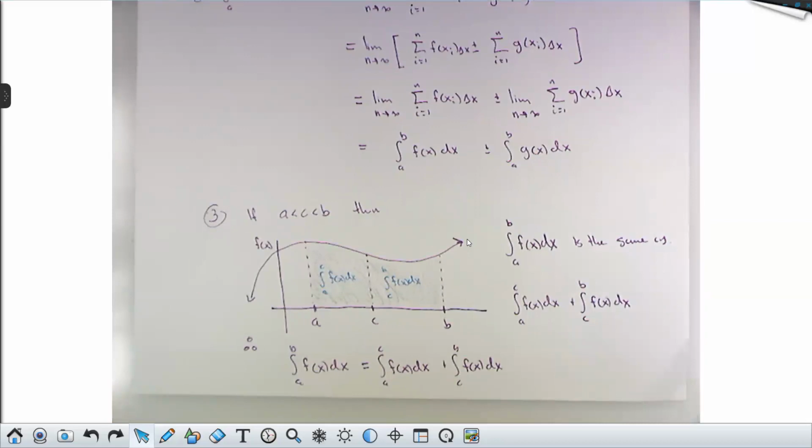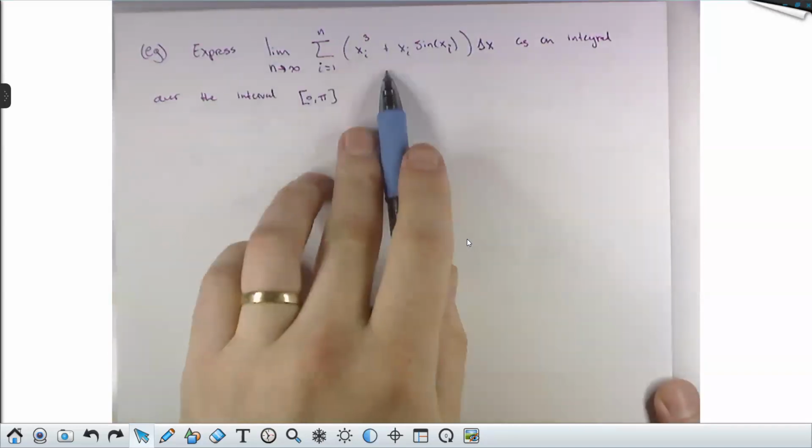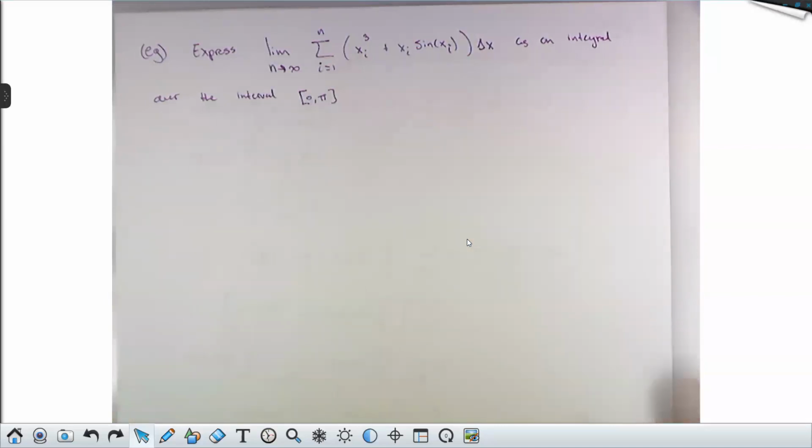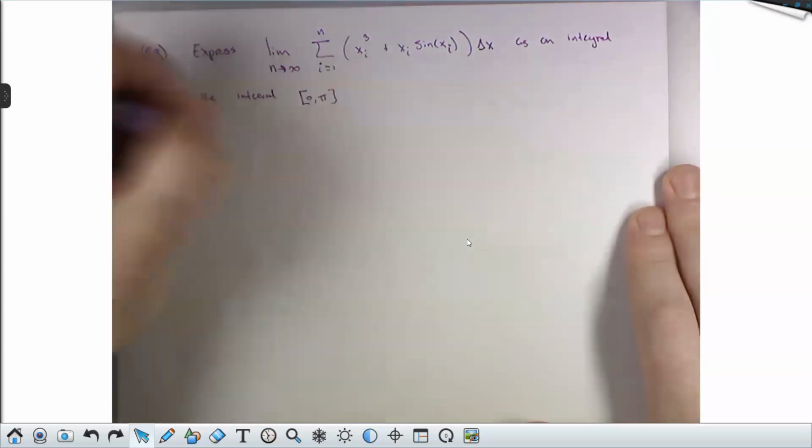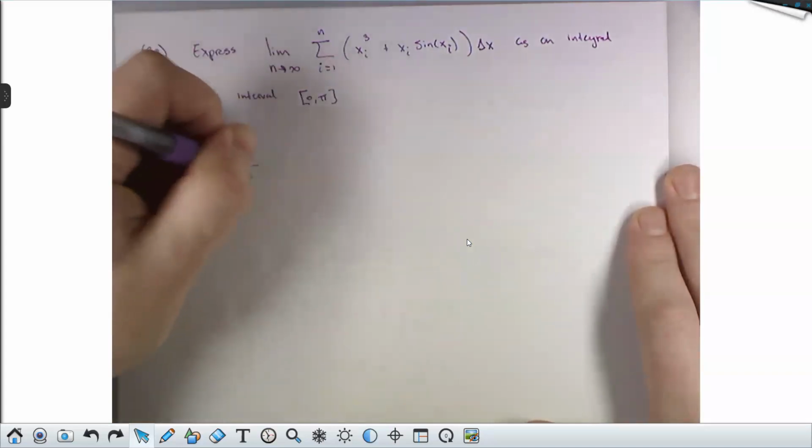And now if we're good, I am going to return to the little problem we were just starting. If you need a screen cap, go ahead and take one. This problem asks me to express this limit of a Riemann sum as an integral over the interval 0 to pi. And the trick here is just to match up the pieces.